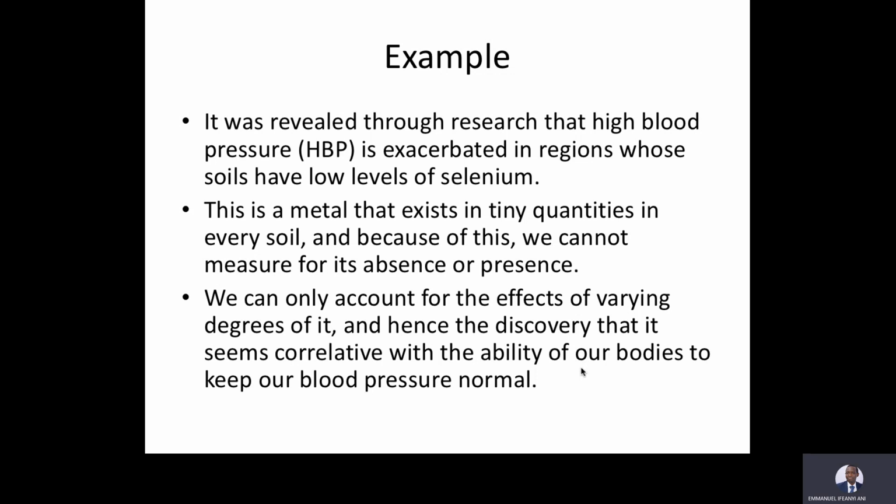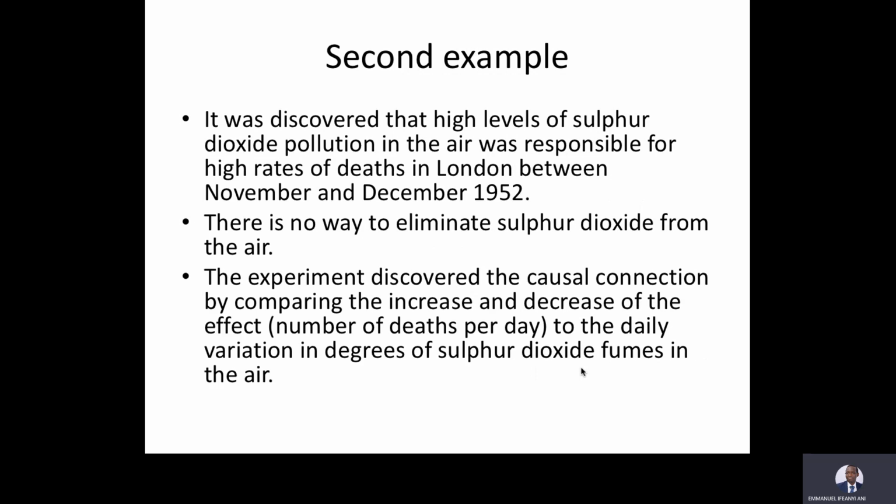Second example, it was discovered that high levels of sulfur dioxide pollution in the air was responsible for high rates of deaths in London between November and December 1952. There's no way to eliminate sulfur dioxide from the air. The experiment discovered the causal connection by comparing the increase and decrease of the effect, number of deaths per day, to the variation in degrees of sulfur dioxide fumes in the air, the daily variation.